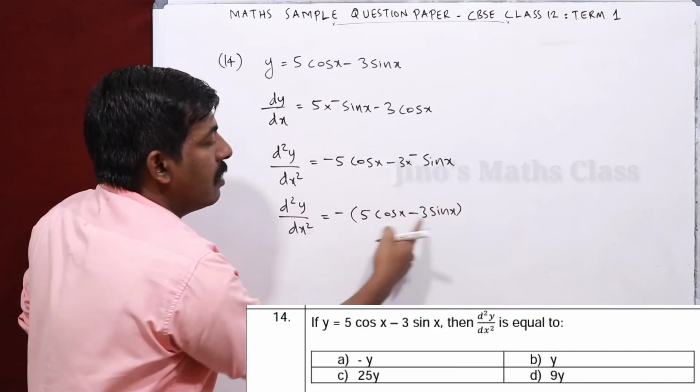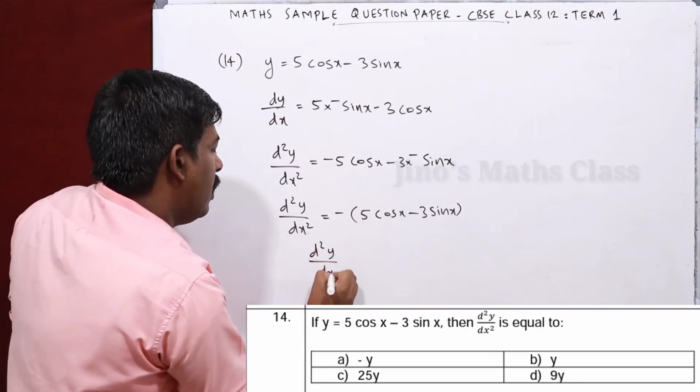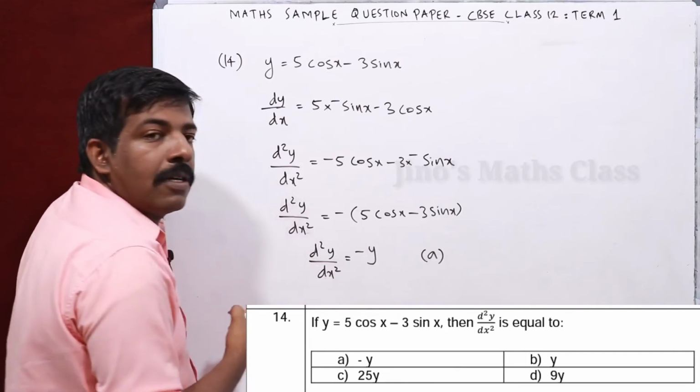So now we can see this is the given function y, that means we can write d square y by dx square is equal to minus y, that means option A is the correct answer.